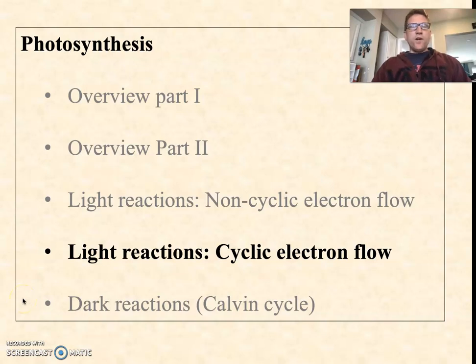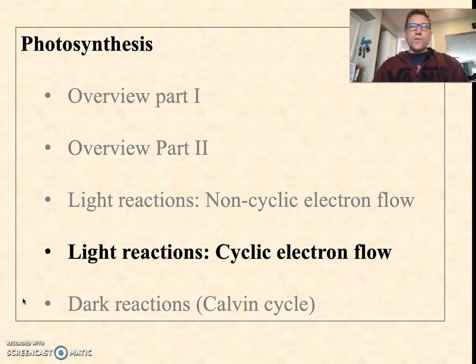Hey again, guys. Part 4 in this 5-part series on photosynthesis and the biochemistry of photosynthesis. We started with a broad overview, and then in the last video we really started narrowing it down and looking at the light reactions, and specifically something called non-cyclic or linear electron flow.